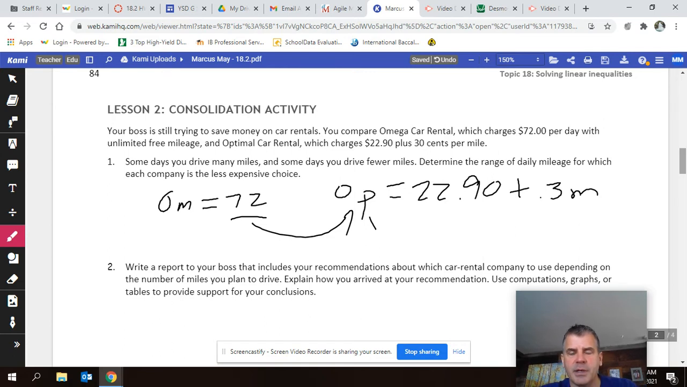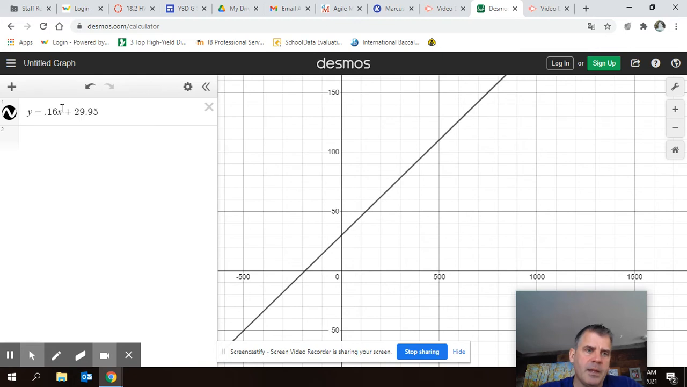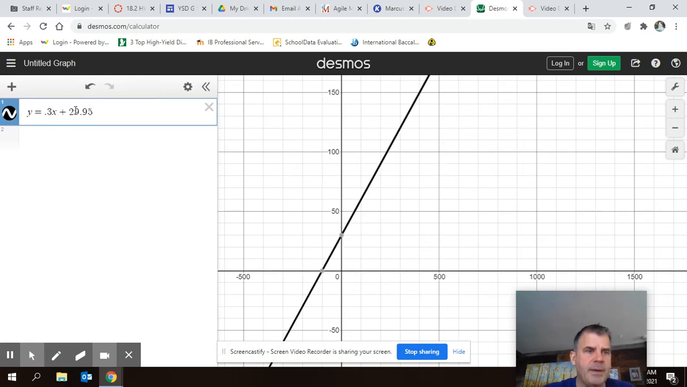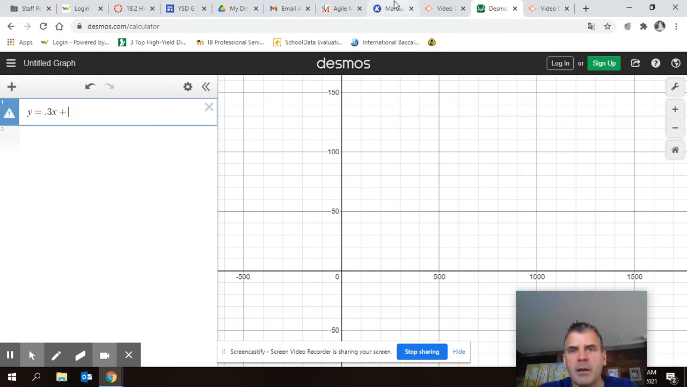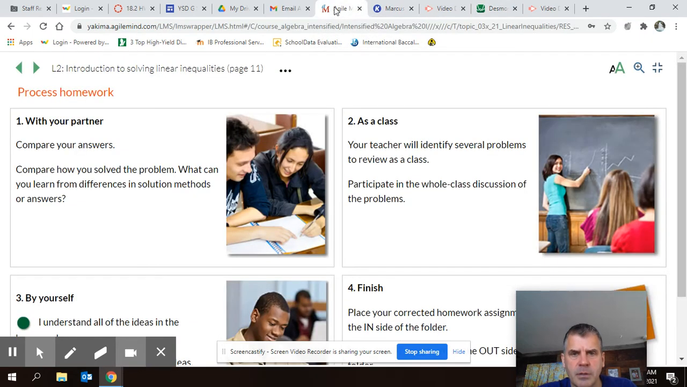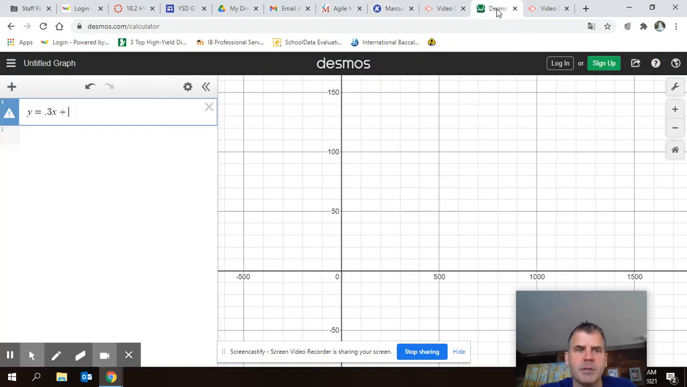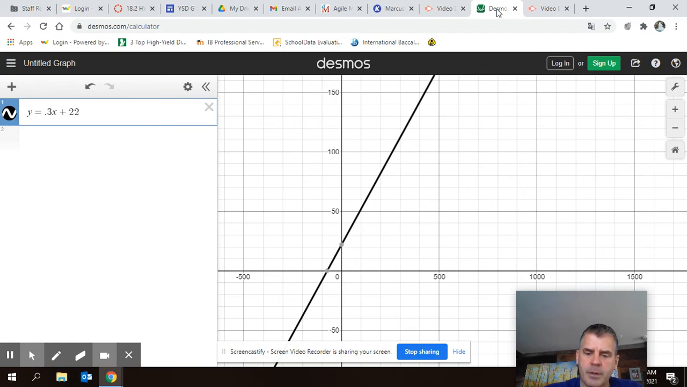So let's go over to Desmos here and put into our function 0.3x plus 22.90. Then in our other function, we're going to put in y equals 72.